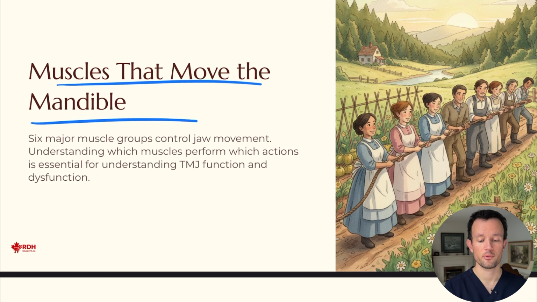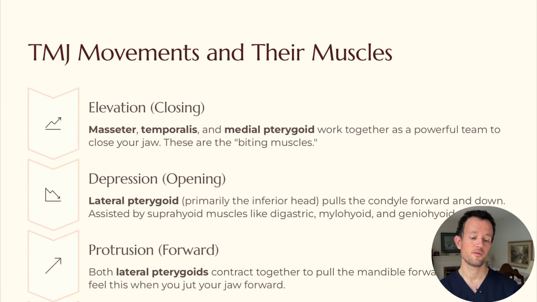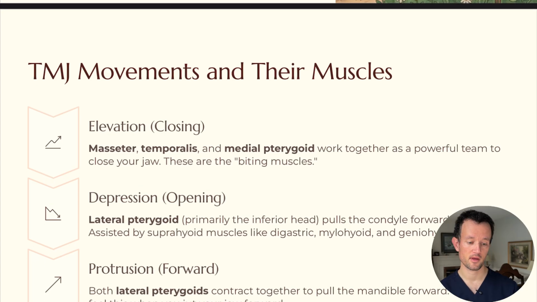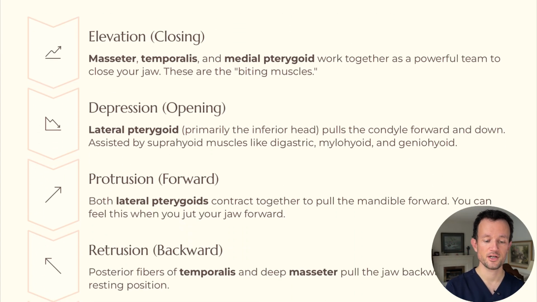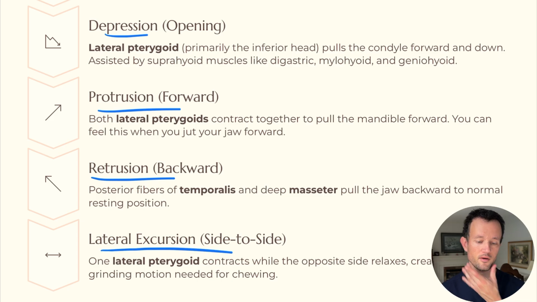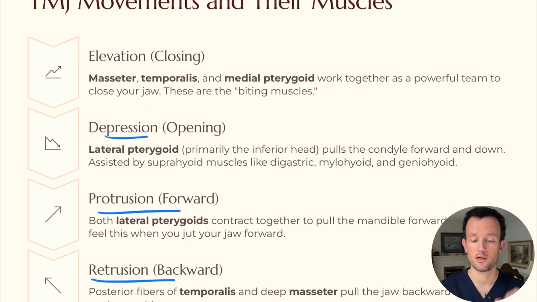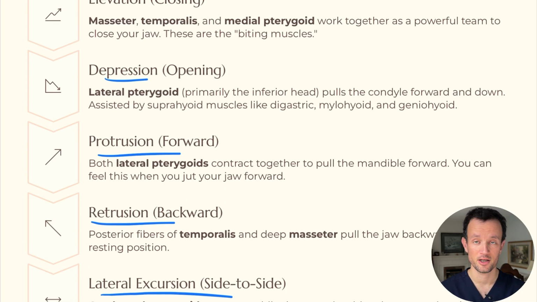Muscles that move the mandible. This one you should know in more detail. They're your main muscles of mastication. Your elevation, depression, protrusion, retrusion, lateral excursion, side to side. Know what muscles do it. Write this out. You don't need me to read all these to you. Which ones close the mouth, which ones open, which move it side to side. Write out this chart and know it.